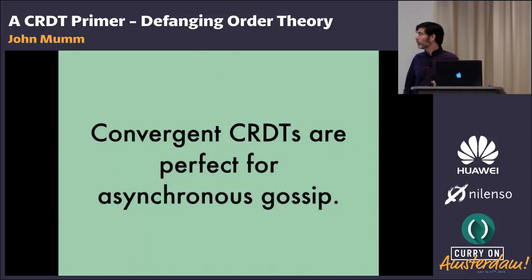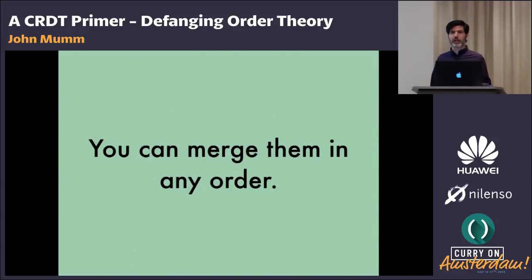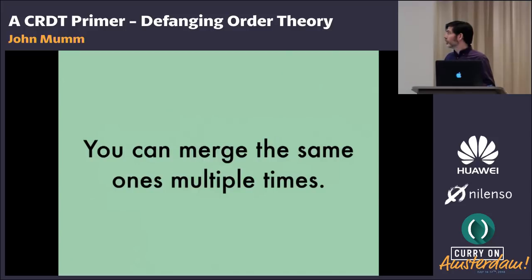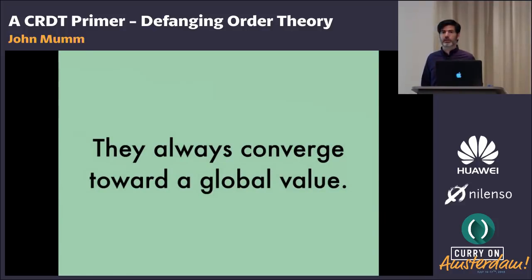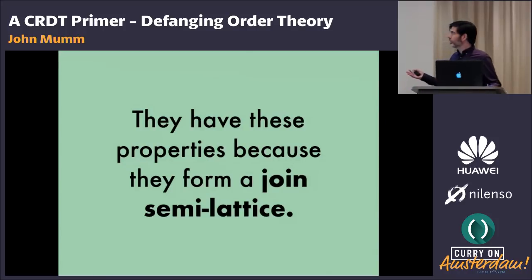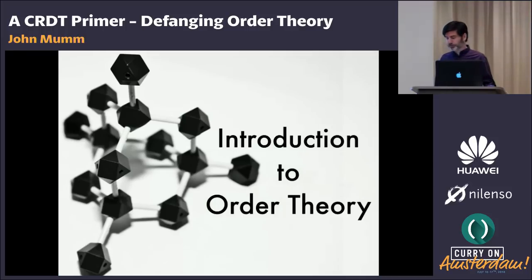All right, so as I said, convergent CRDTs are perfect for asynchronous gossip. So why is this so? Well, you can merge them in any order. You can merge the same ones multiple times. And you can use them even if messages are delayed or reordered or duplicated. So we don't need strong guarantees for our network. And despite all of this, they always converge toward a global value. Now, they have all these desirable properties because they form a join semilattice. And this is what brings us to order theory.